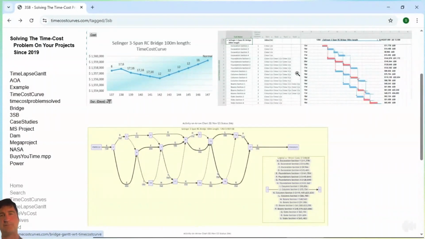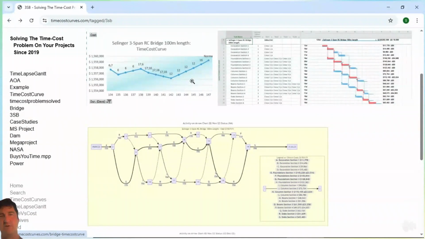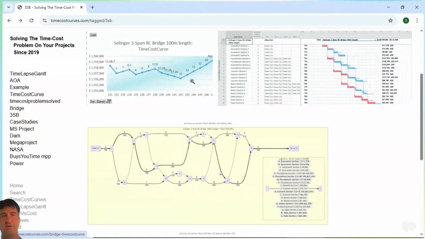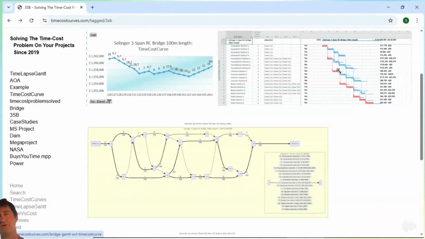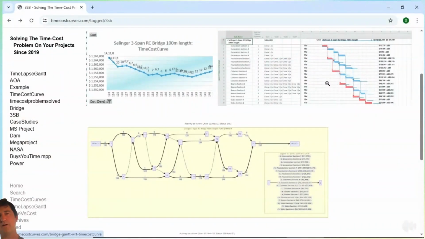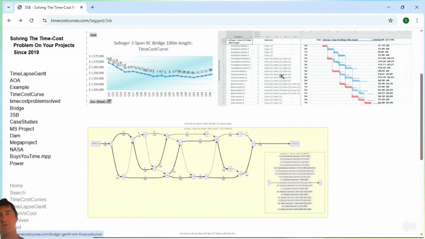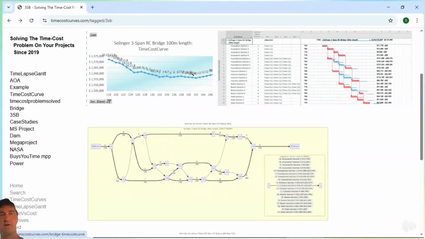Okay, so what's the end result? It's what you're aiming for, which is this time cost curve. And that is essentially a plot of every compression that we're making to the network and plotting the end result.